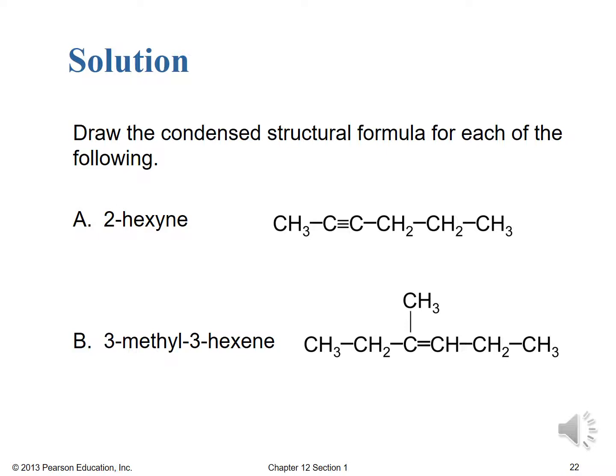For B, likewise, we have a 3-methyl-3-hexene. So the first thing to do is look at that longest carbon chain. The hex prefix tells us that, again, we're going to deal with 6 carbons. So just like in A, you draw the 6 carbons. And now finally, on carbon 3, you would have the carbon-carbon double bond between carbons 3 and 4, and then the methyl group as a substituent on carbon 3.